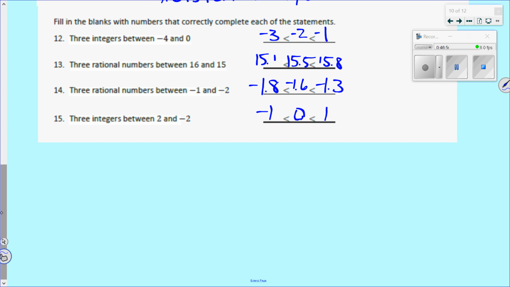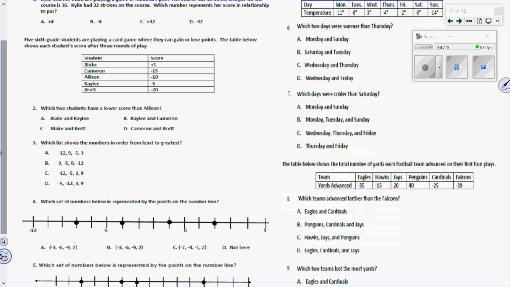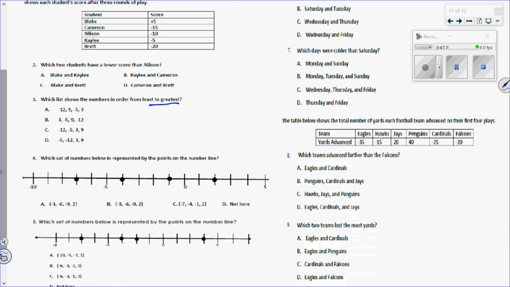Okay, turn to the next page. Here's where your homework starts. Number 1, pretty simple. Just make sure that you realize what par is. We had that whole discussion the other day. Par is the number of strokes you're expected to take. Then they give you a chart with a bunch of kids. Make sure you pay attention to what the questions show. Again, focus on what the order looks like, least to greatest.